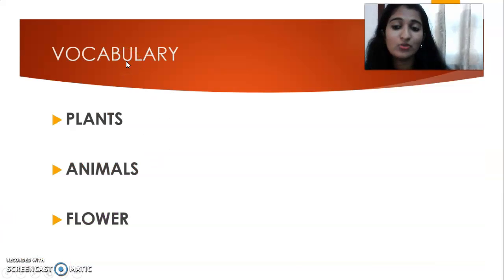Before that, we have to do some vocabulary. We have plants. Next we have animals. Next we have flower.